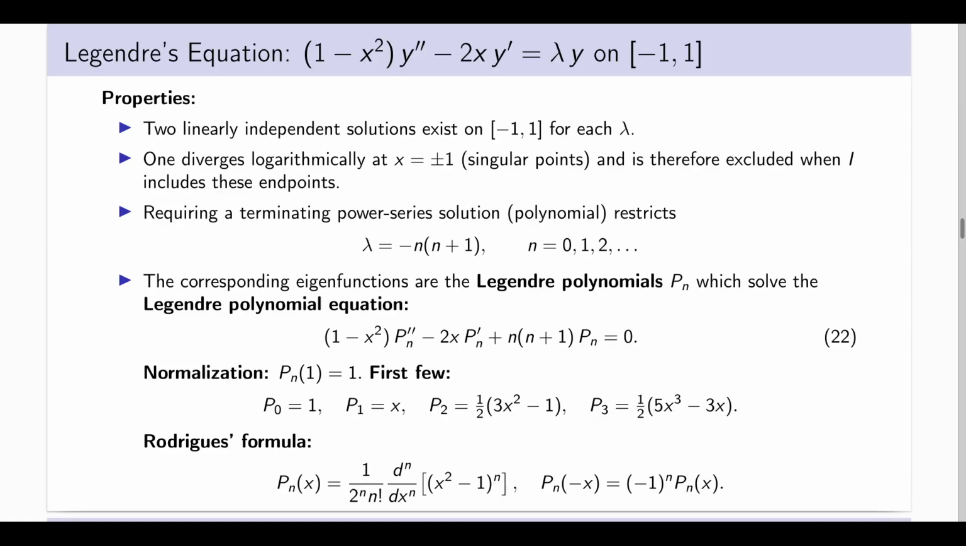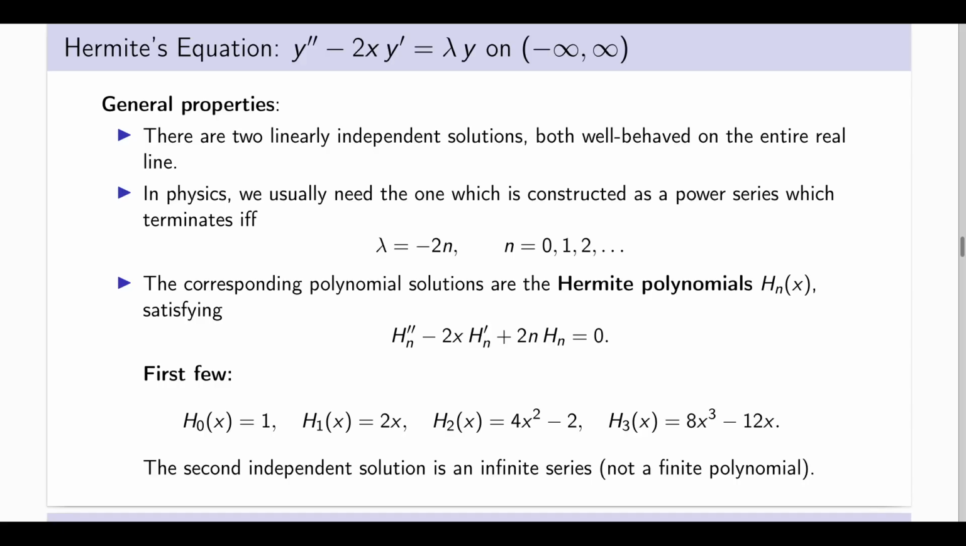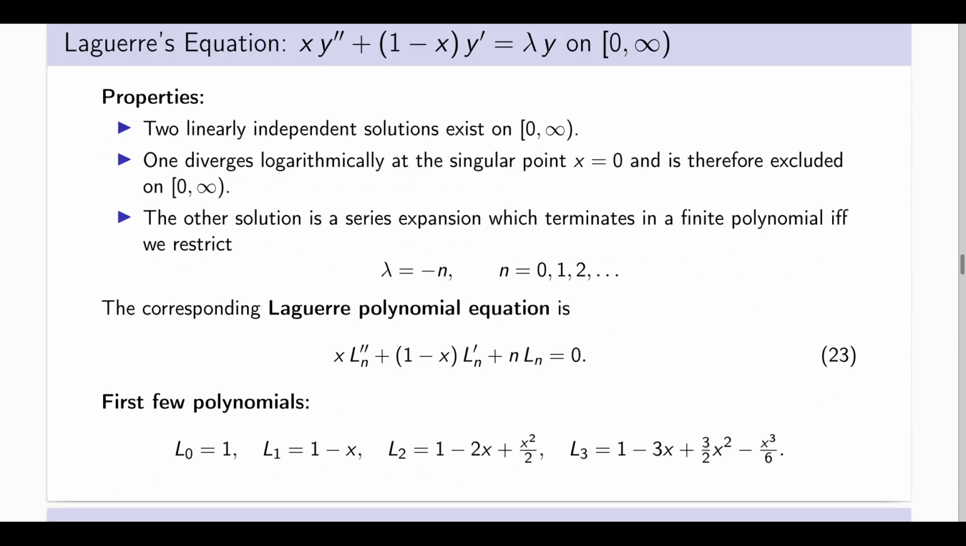For Hermite's equation on the whole real line, both solutions are regular, but demanding a terminating series gives the Hermite polynomials with eigenvalues lambda equals minus 2n. For Laguerre's equation on 0 to infinity, regularity at the origin rules out the logarithmic branch. Imposing a terminating series yields the Laguerre polynomials with eigenvalues lambda equals minus n.